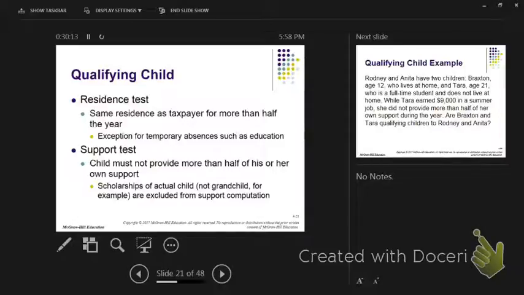So if their yearly support is $6,000 for room and board and food, and you're paying $4,000 of it, then you are providing more than half of their support. Even if they made $5,000 that year. Right? It's who is providing most of the support.